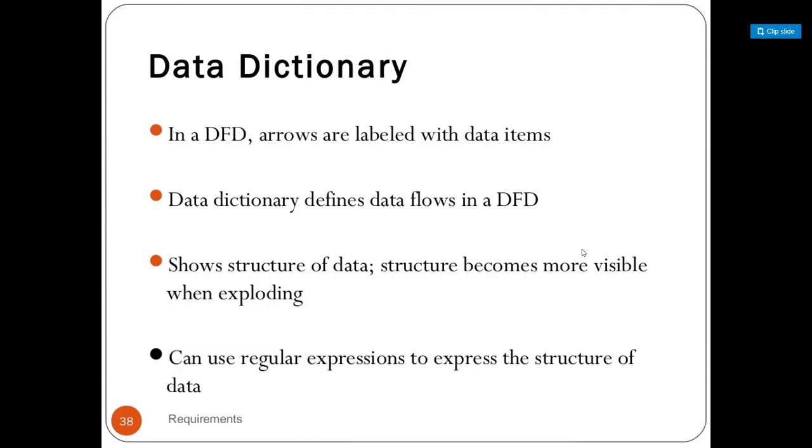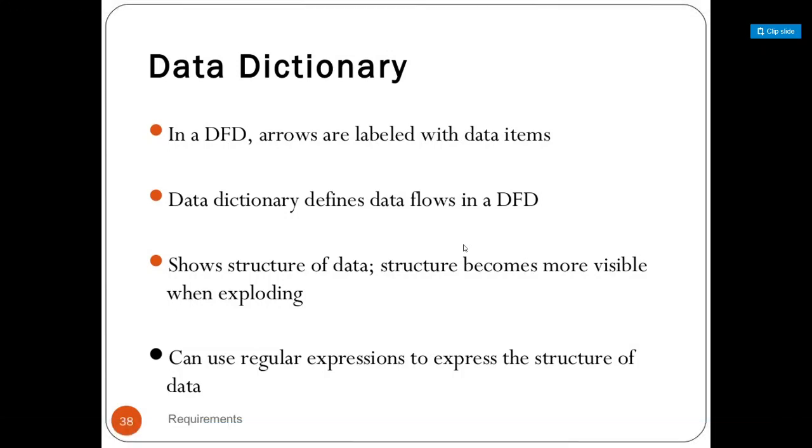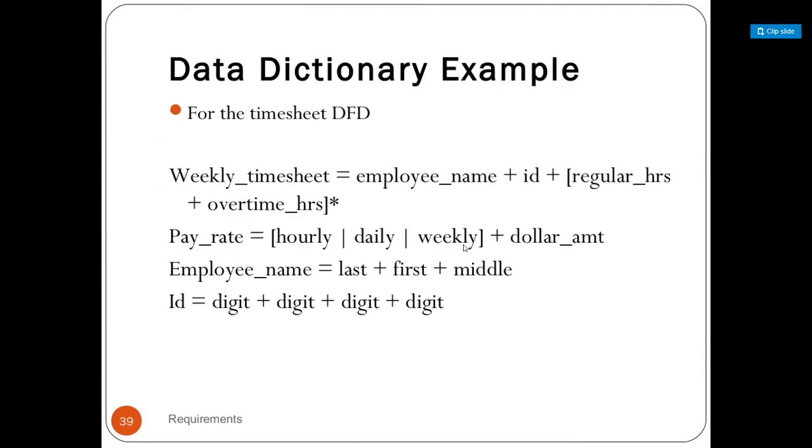Now we have talked about this DFD. See, there are some notations that we use, that we understand, especially when you are writing it. So to understand it, even for the clients or others working in the system, we need a data dictionary. The arrows in the DFD are labeled with the data items. So it defines the data flows in the DFD. It shows the structure of the data, and the structure becomes more visible when exploding. It can use regular expressions to express the structure of the data.